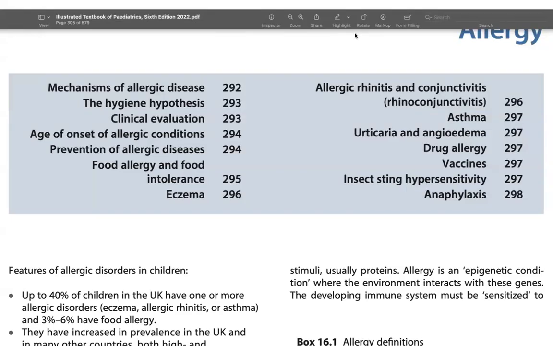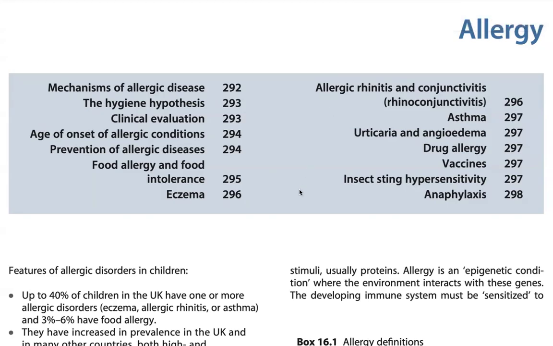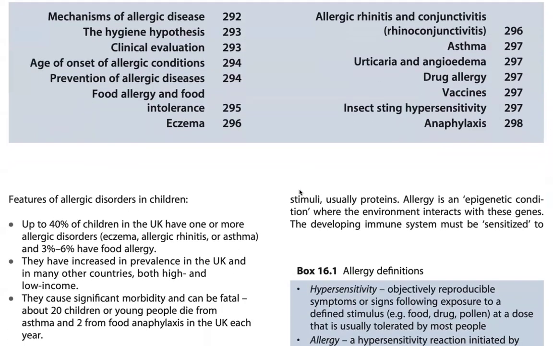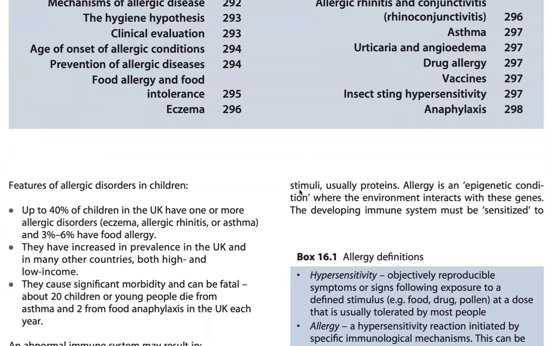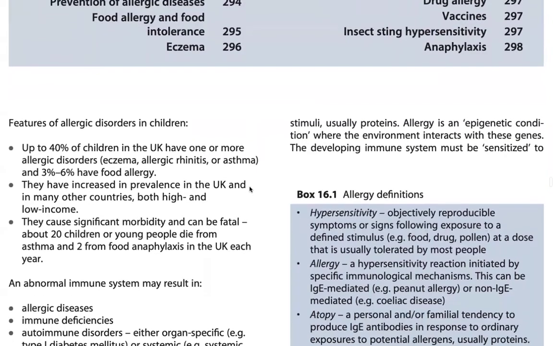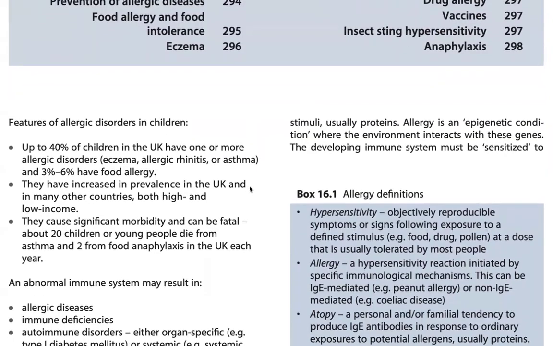Hello everyone. So we will be doing chapter 16 of Illustrated Textbook of Paediatrics, which is allergy, features of allergic disorders in children. Up to 40% of children in the UK have one or more allergic disorders: eczema, allergic rhinitis, or asthma. 3% to 6% have food allergy. They have increased in prevalence in the UK and in many other countries, both high and low income. They cause significant morbidity and can be fatal. About 20 children or young people die from asthma and two from food anaphylaxis in the UK each year.